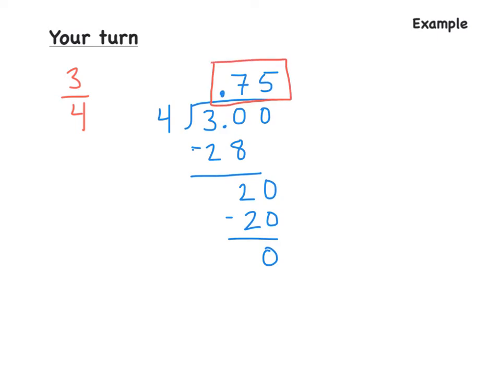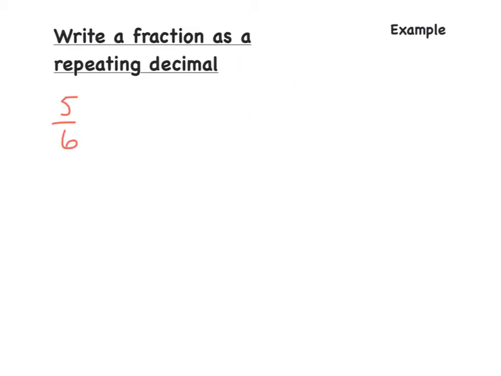This should be a very simple one for you to do, because this is one that I really want you to memorize. 3/4 is equal to 0.75, or 75 hundredths. So now what we're going to be doing, we're going to be using long division again, and we're going to be writing it as a repeating decimal.